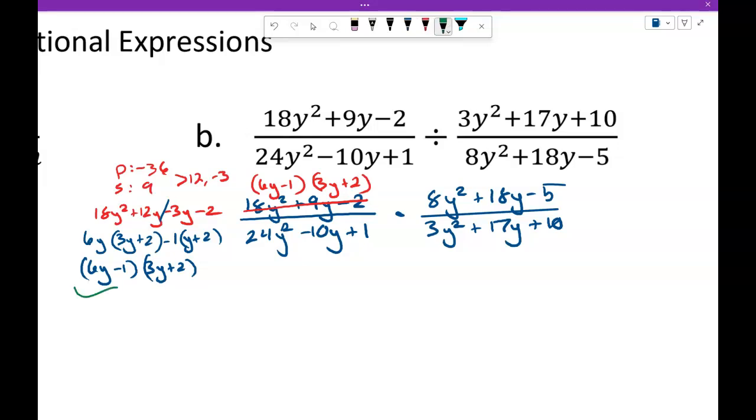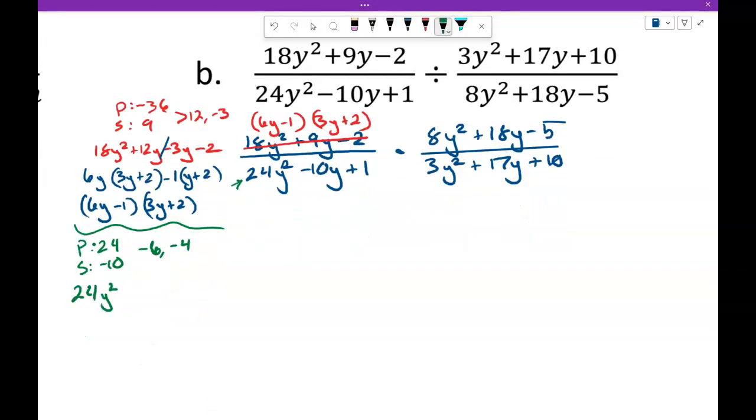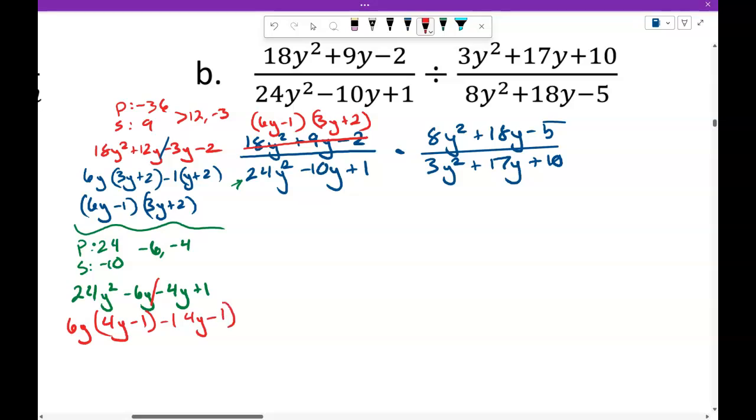Then we can move on to the next set. Product of 24 with the sum of negative 10 for our first denominator. That gives us the numbers of negative 6 and negative 4. So we can rewrite 24y squared minus 6y minus 4y plus 1 and factor by grouping, leaving us with 6y minus 1 and 4y minus 1.